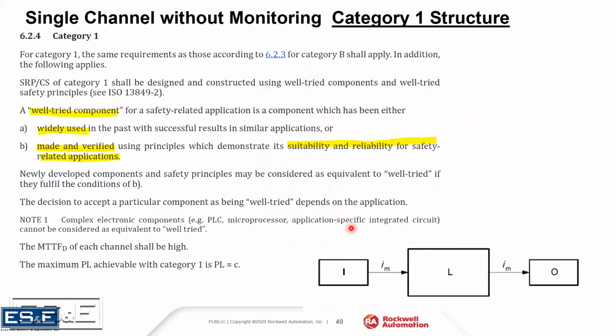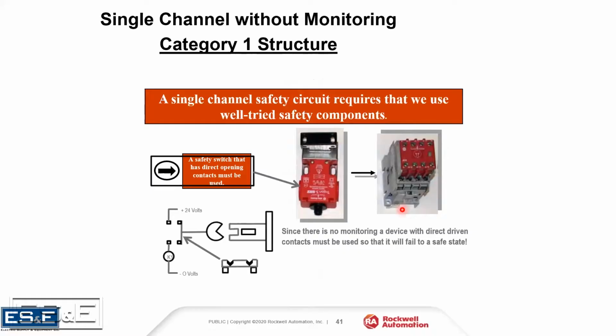Again, I'll point out that what it says here is that it is in accordance with category B, but in addition to that, it talks about a couple of different things. In particular, it says that well-tried components should be used, so ones that are widely used, made and verified, and suitable and reliable for safety-related applications. What we start to introduce here, in this example, is some basic safety components. Maybe you ask yourself where we're missing something. What Eric showed us in a safety function was the monitoring piece, which would be like a safety relay or a safety PLC or something like that.